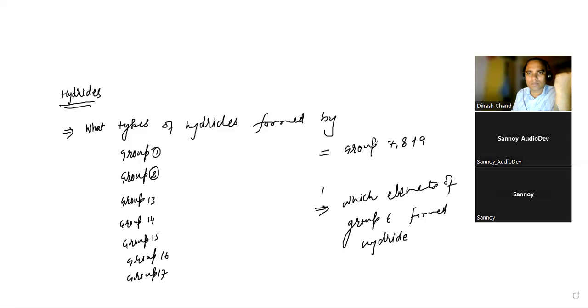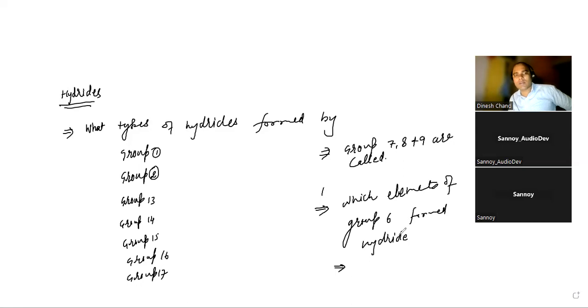Ionic, saline or salt-like; covalent or molecular; and metallic or non-stoichiometric. Ionic hydrides mostly have ionic bonds. Covalent or molecular hydrides have three types: electron deficient, electron precise, and electron rich. Electron deficient have less than an octet. Electron precise have a perfect octet or duplet. Electron rich have lone pair electrons.